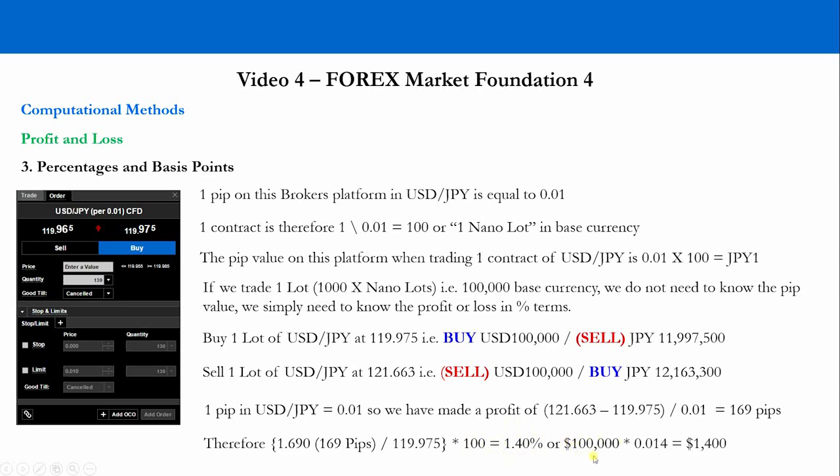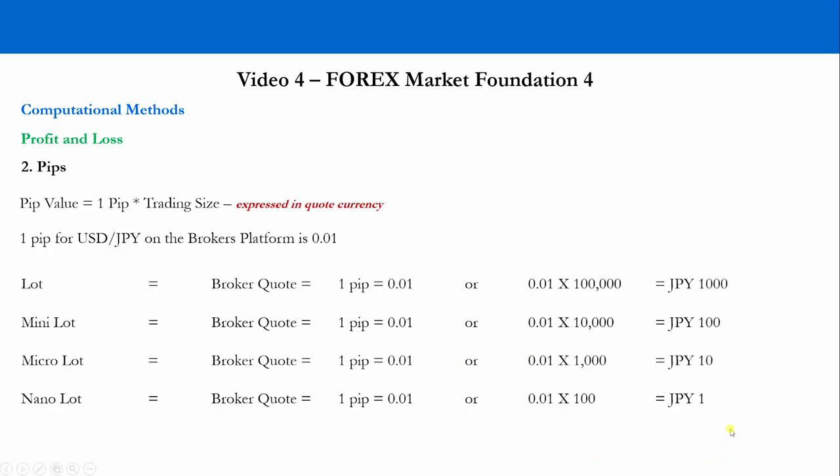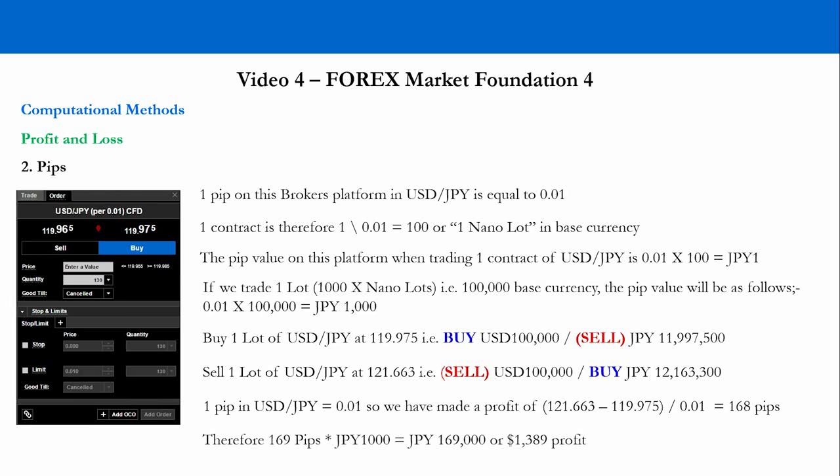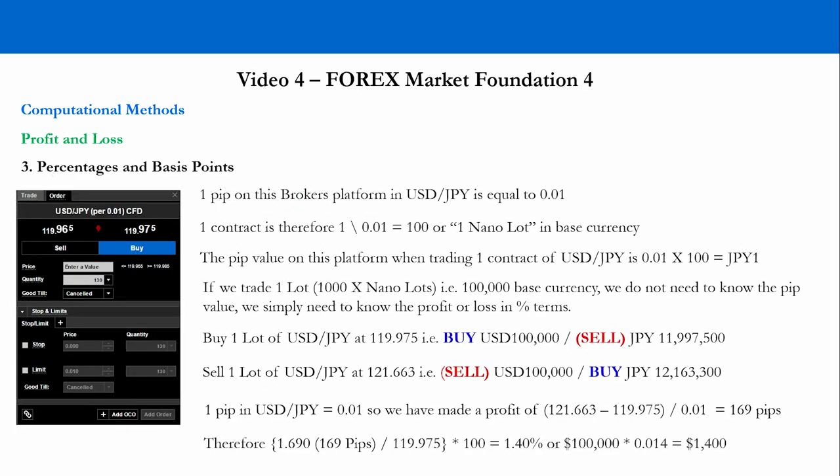Or if we work out 1.4% of 100,000, we get $1,400. So pretty much bang on what our profit was before, $1,389. So you can work this out in exactly the same way, but the habit you've got to get into is working everything out, or double checking everything, in percentages and basis points. And that's going to give you a much better appreciation of the percentage changes over time of currency pairs.